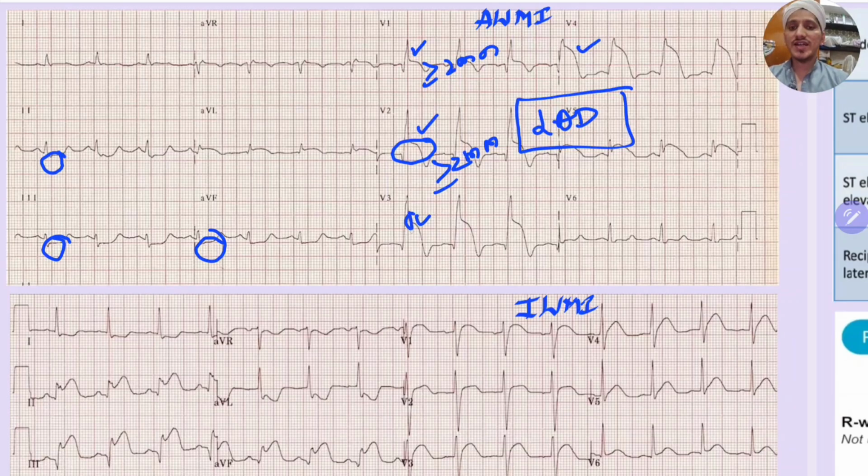And there is J point elevation, and the ST segment elevation is convex. So that confirms anterior wall MI. Okay. Now moving forwards.